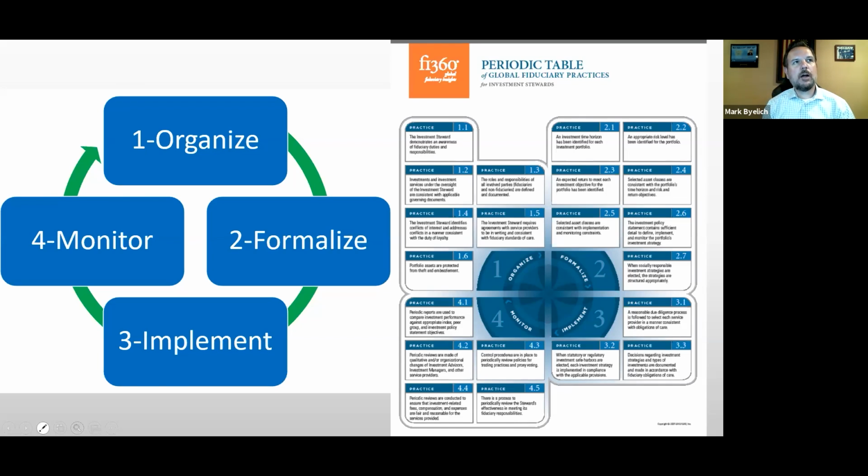I remember there was a family who came in. They had a couple $1 million in a trust with another institution, and it was invested in cash. So this is why these formalize, implement, and monitor, all this process is so important, because you would think that that's a very safe position.